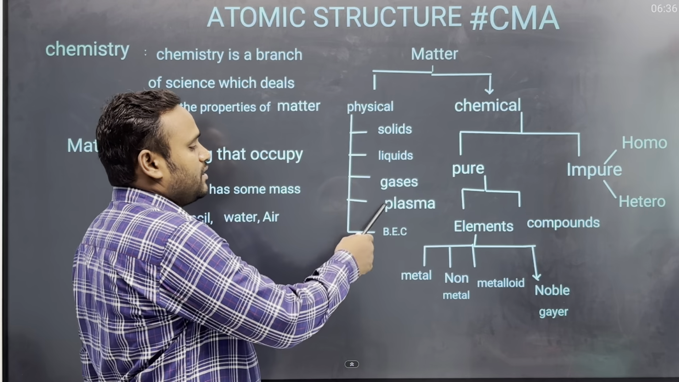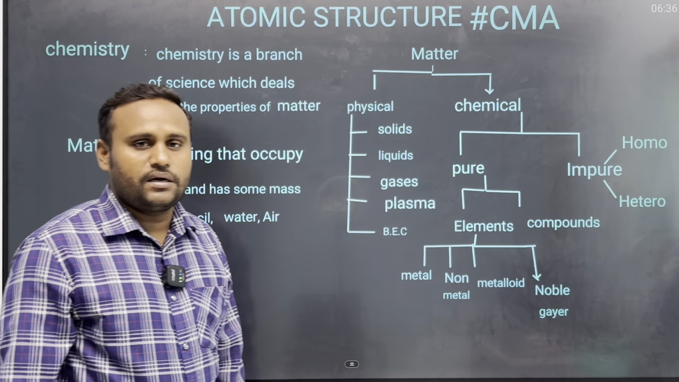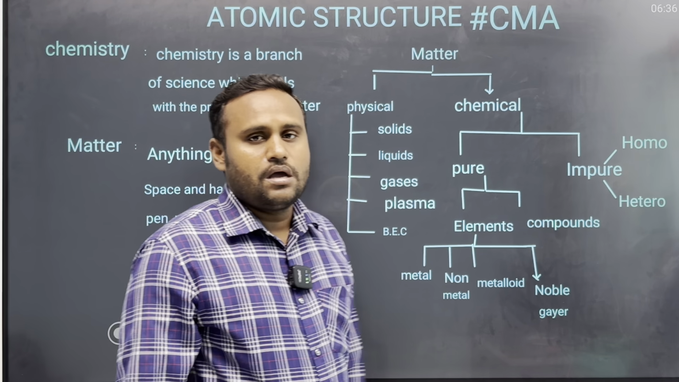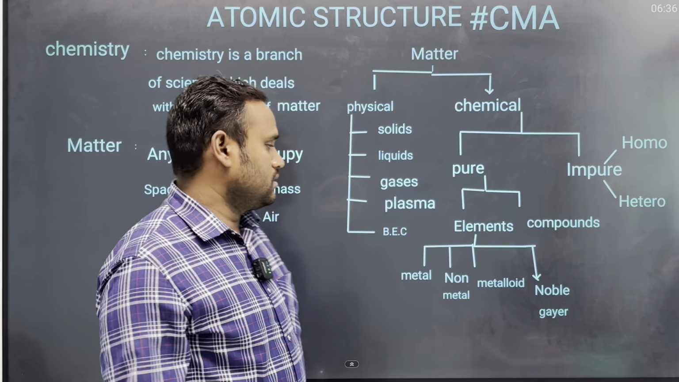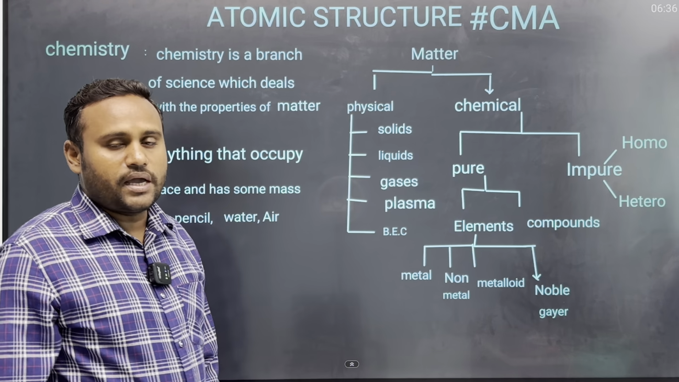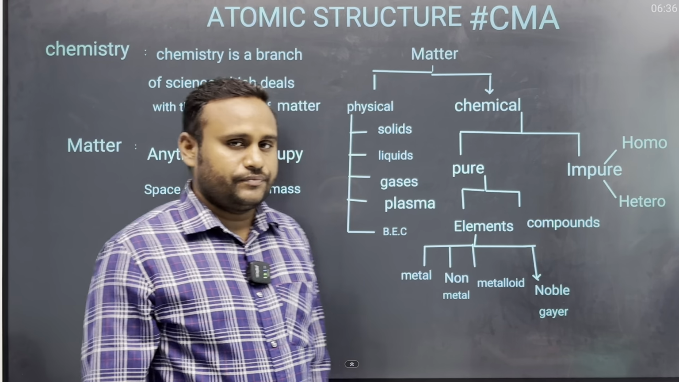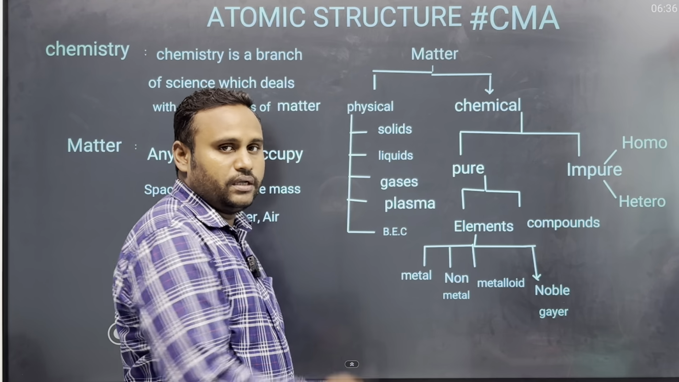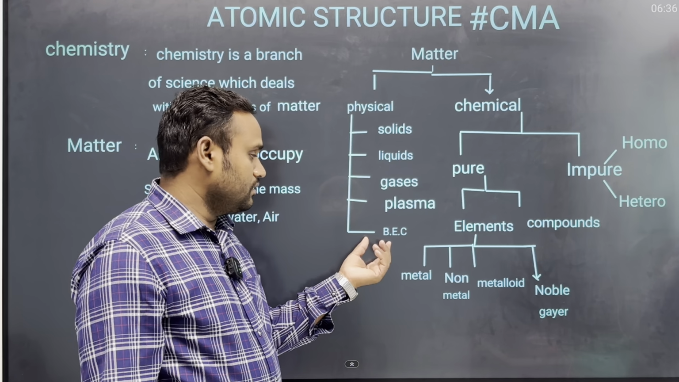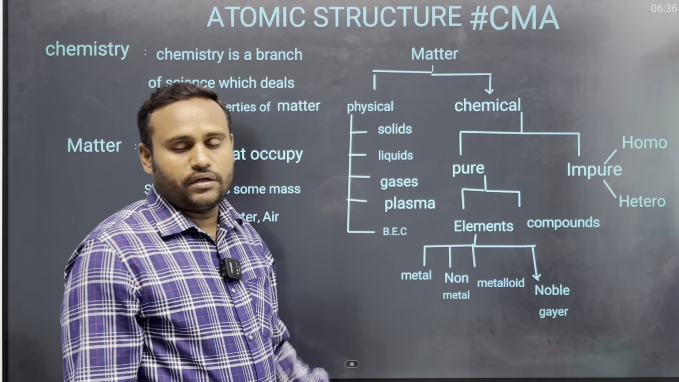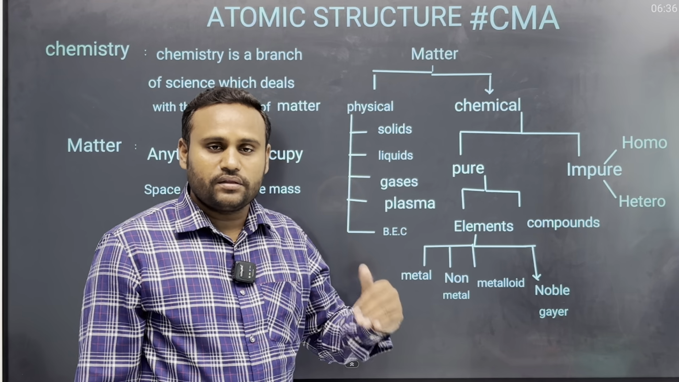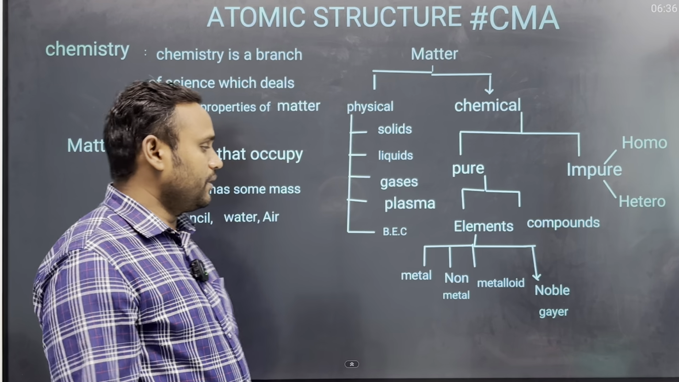Okay, plasma is a very high energetic state of matter where matter exists as ions and electrons. Next, BEC, the Bose-Einstein condensed state. It is artificially prepared. This state we can prepare by cooling the matter to very low temperatures.